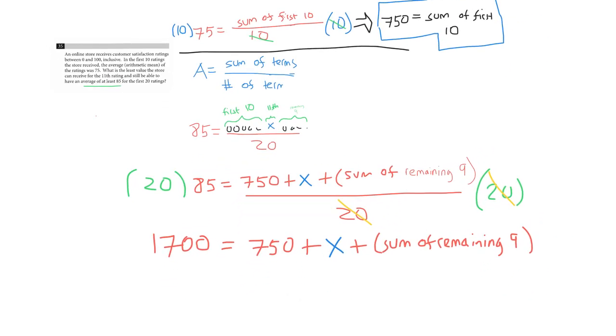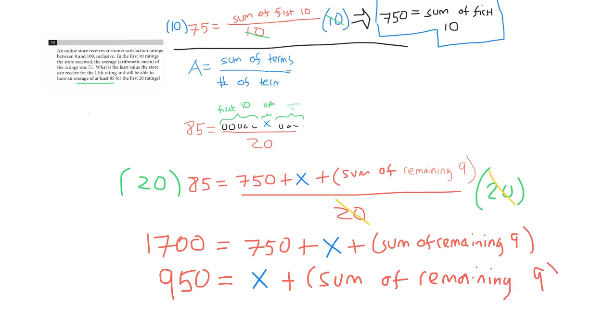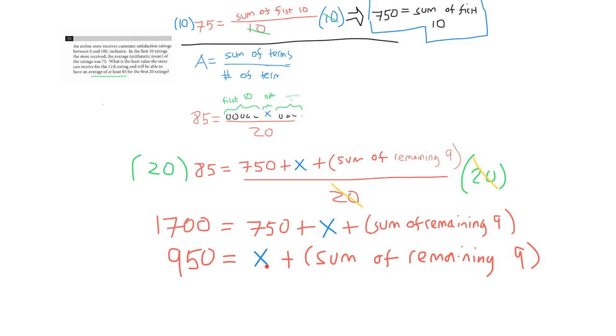So what we could do now to get an even closer view of what x could be is subtract 750 from both sides. And in doing so, 1,700 minus 750 is 950. And that's what you get when you have x plus the sum of the remaining 9. Once again, we're trying to find the smallest number that x could be given all these constraints. Okay? Now, here's the deal. We have x plus some whole number when you add the remaining 9 up.